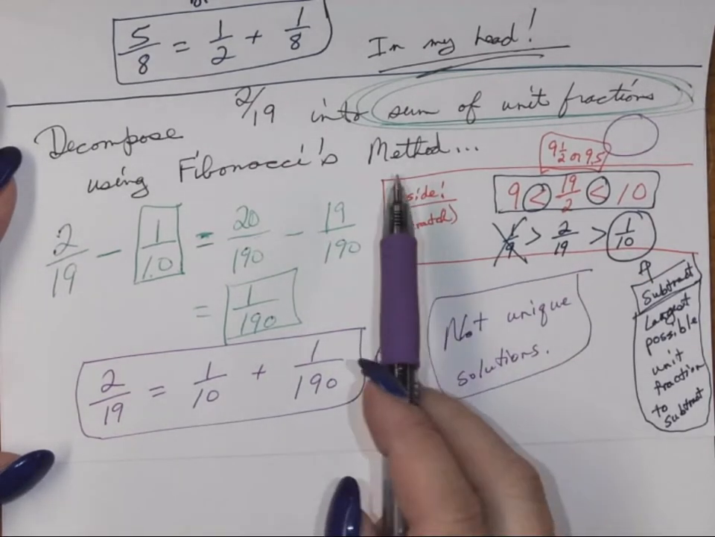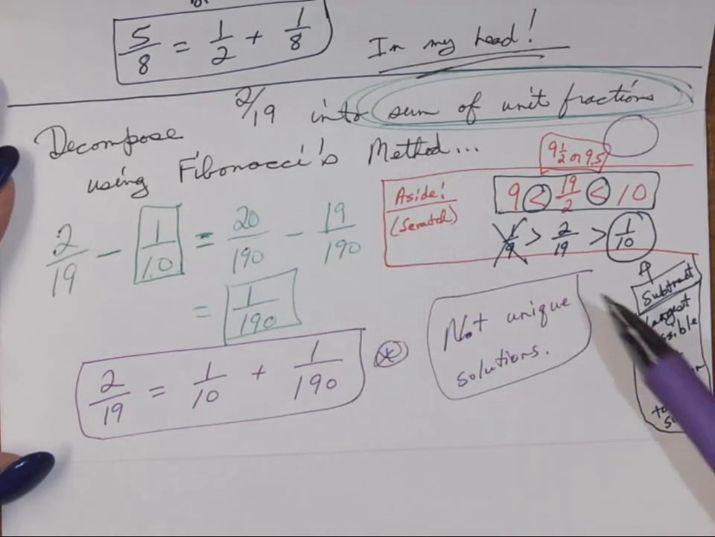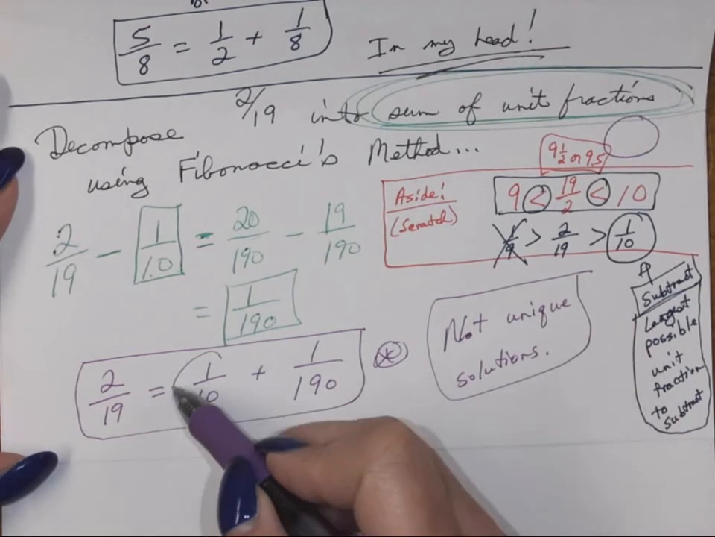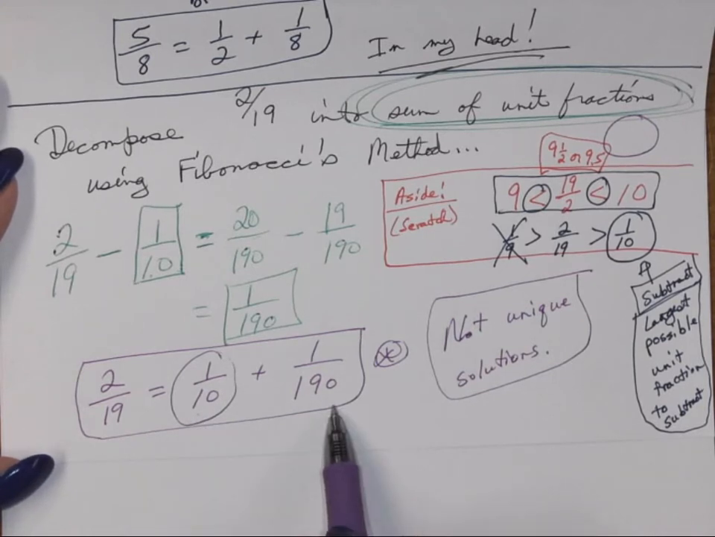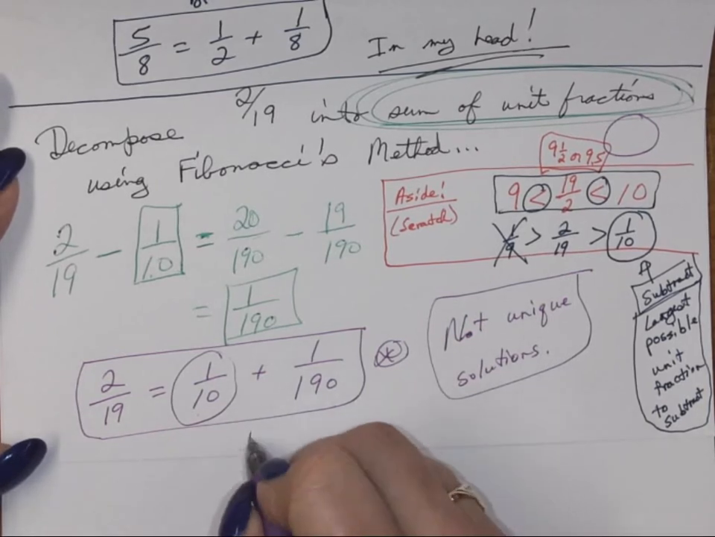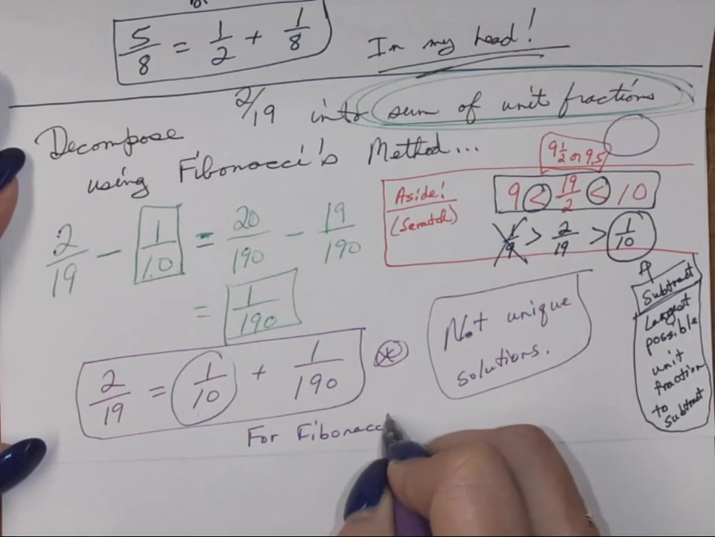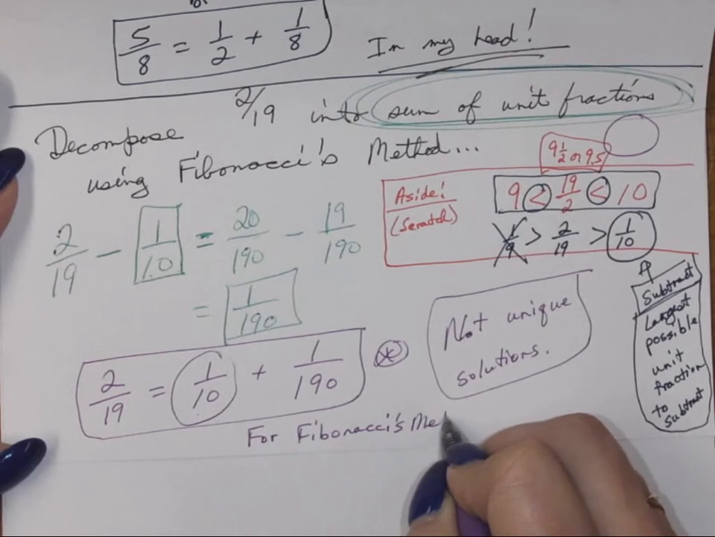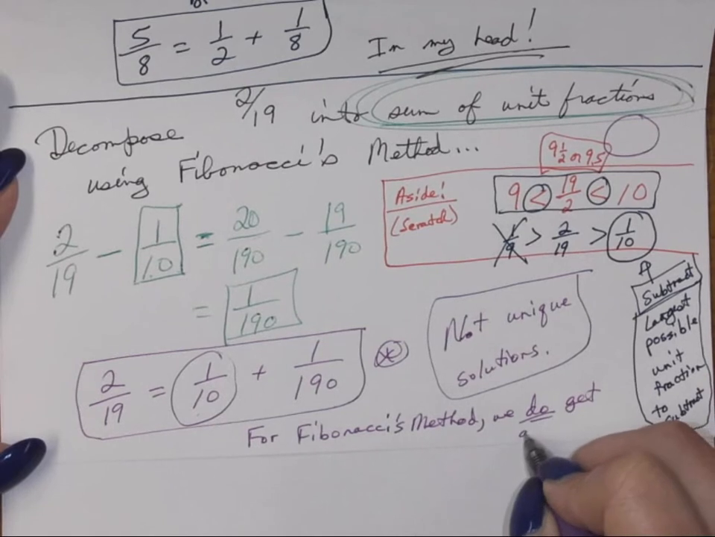The interesting thing for us, though, is if we're all doing Fibonacci's method, if on a test I say you must use Fibonacci's method, and we all pull out the largest possible unit fraction, we will all pull out 1/10. And if we do our arithmetic correctly, we will all have 1/190th left over. And so then this is a unique solution. For Fibonacci, if I just keep on doing Fibonacci's method, we do get a unique solution.